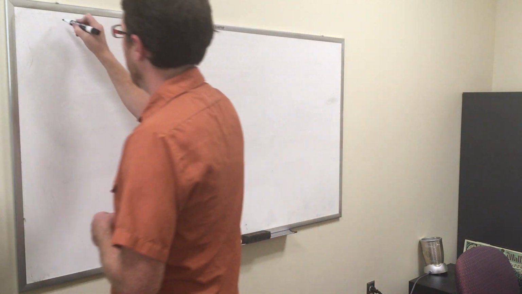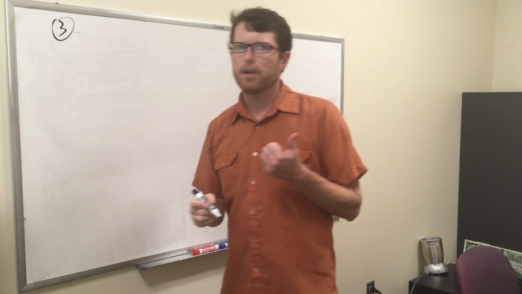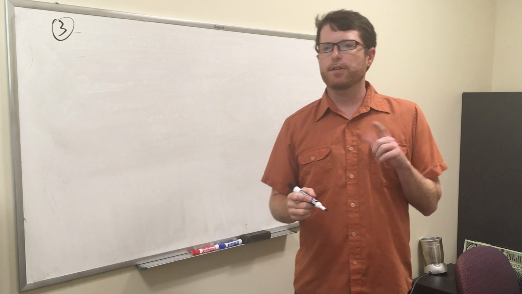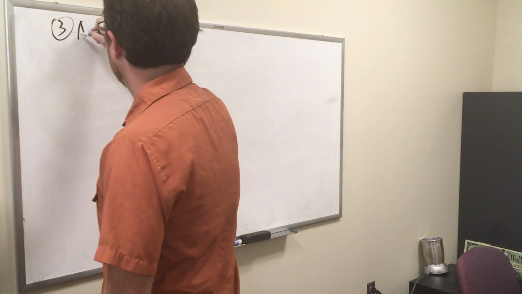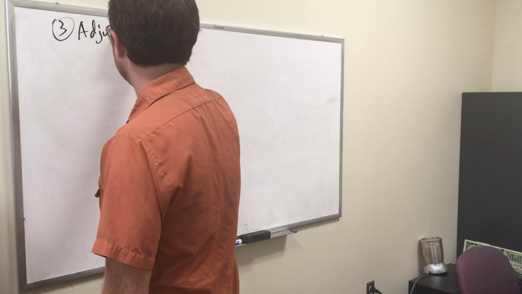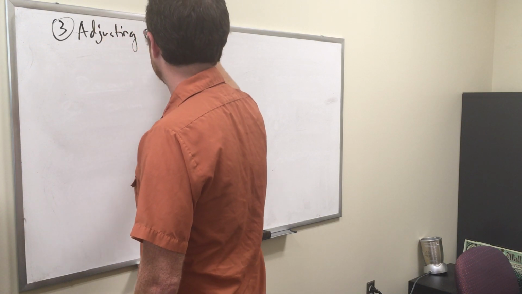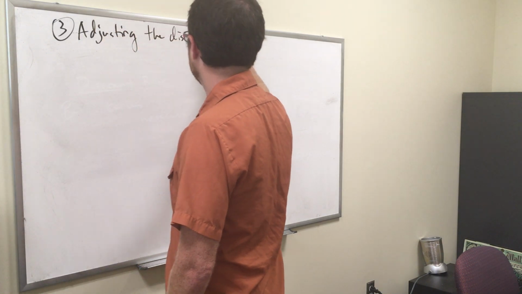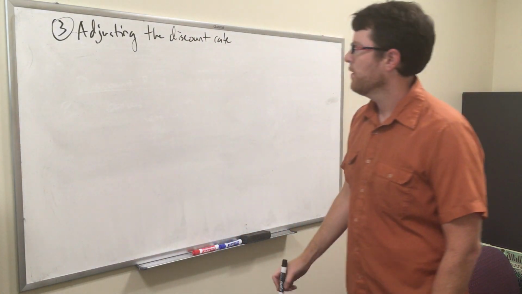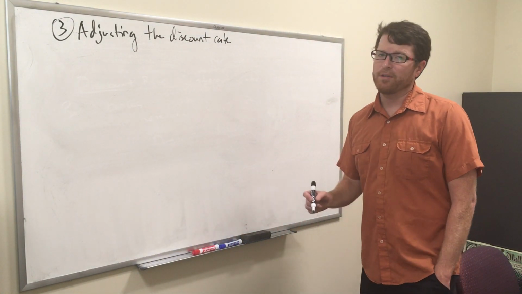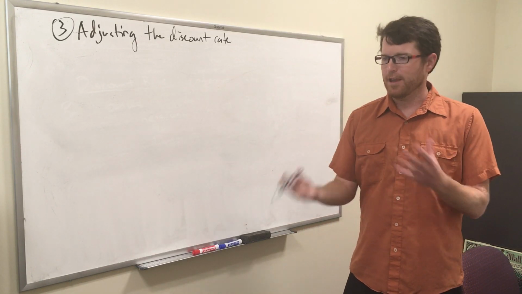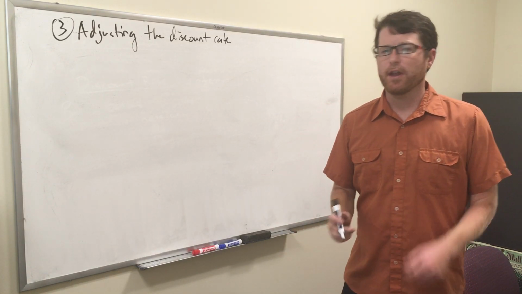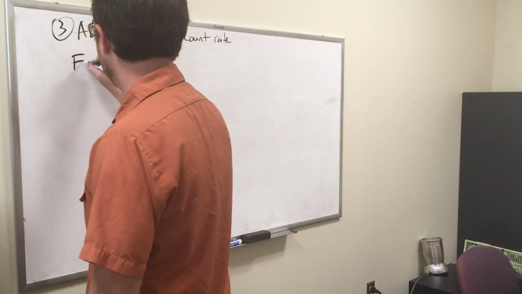Okay, so number 3, right? We did open market operations. We did changing the required reserve rate. And the third one is adjusting the discount rate. The best way to show why this works is to give an example. Rather than trying to explain this using definitions, I'm just going to give you an example. So example 1.